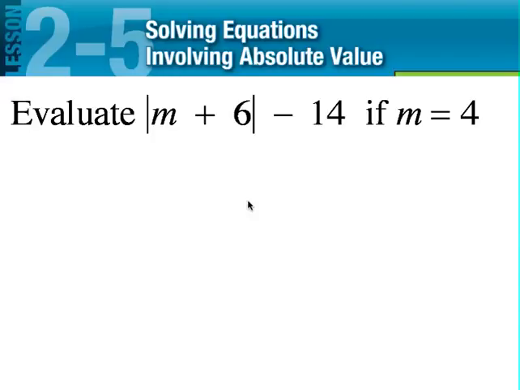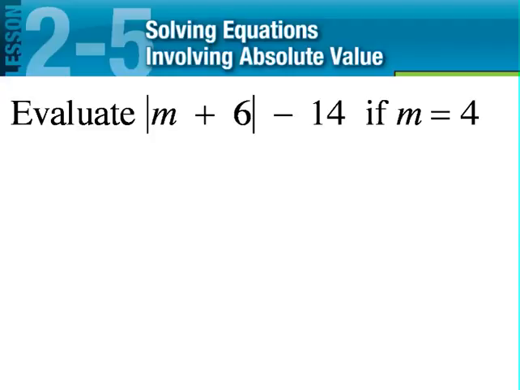Remember back to absolute value. If you remember, the definition of absolute value was distance from 0. Okay, so whenever I take the absolute value of something, what type of number do I get? Positive.